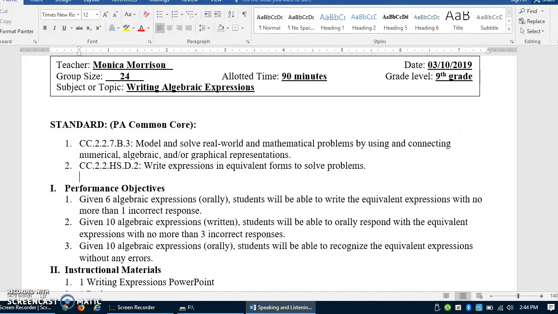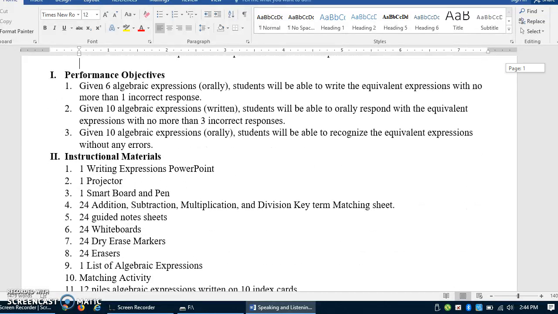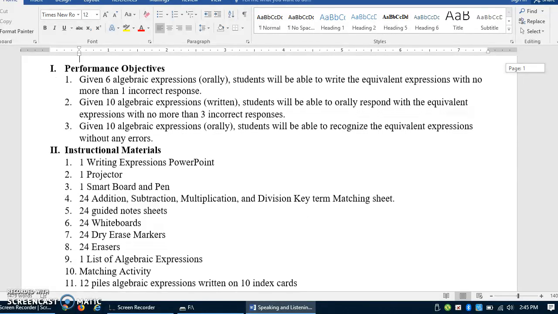My objectives were: given 6 algebraic expressions orally, students would be able to write the equivalent expression with no more than one incorrect response. Given 10 algebraic expressions written, students will be able to orally respond with equivalent expressions with no more than 3 incorrect responses. Given 10 algebraic expressions orally, students will be able to recognize the equivalent expressions without any errors.